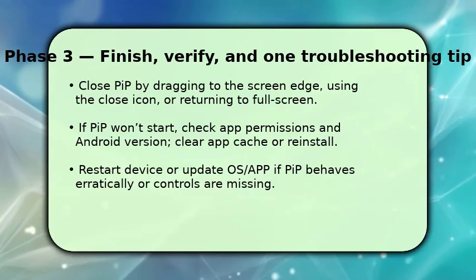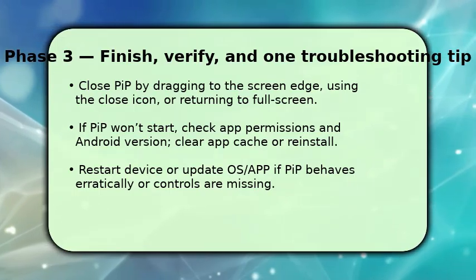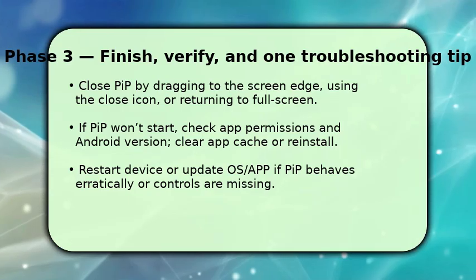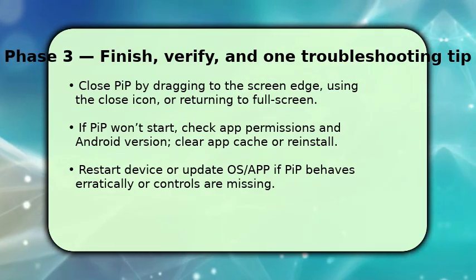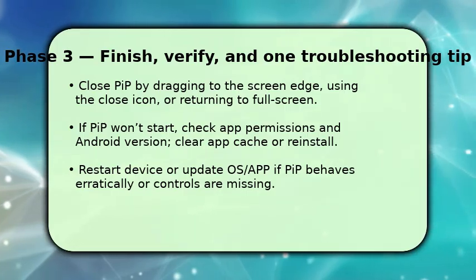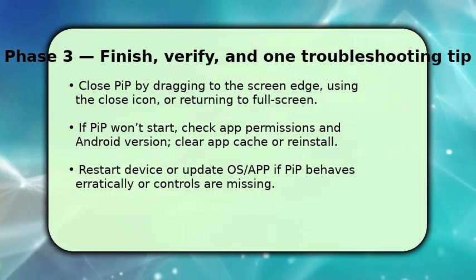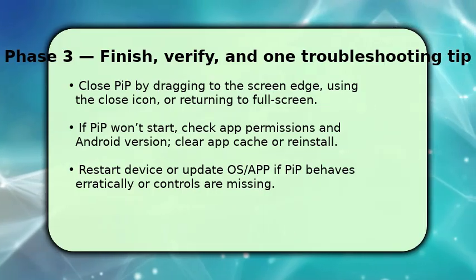Finish up by closing or restoring the PiP window when you're done. Drag the mini player to the screen edge or tap its close icon to dismiss it, or press expand to return to full screen. If PiP refuses to start, verify the app's PiP permission and that your Android version supports it.